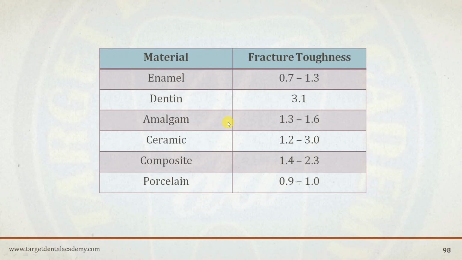These are the materials and their fracture toughnesses: enamel 0.7 to 1.3, dentine 3.1, amalgam 1.3 to 1.6, ceramic 1.2 to 3, composite 1.4 to 2.3, porcelain 0.9 to 1.